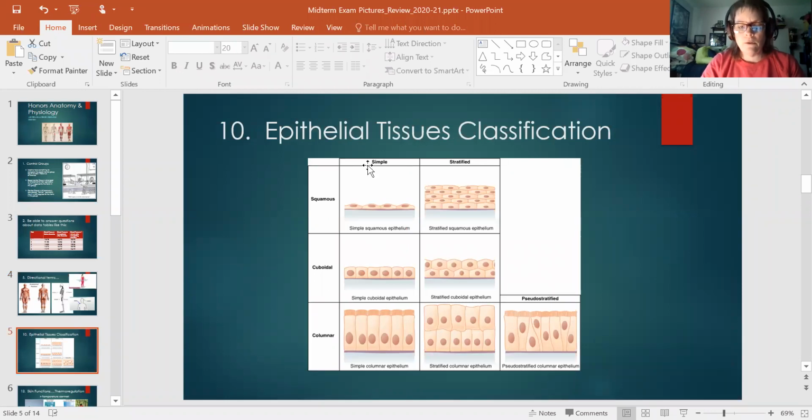So you'll see where it's showing you there's simple and there's stratified, which is showing you simple is a single layer of cells, stratified is multiple layers. And then you have shape: squamous, which is flat, cuboidal, which is cube shaped, and columnar, which is column shape or rectangular shape. So you'll have a picture to help you on the exam with that question.